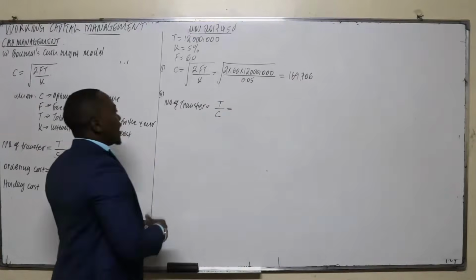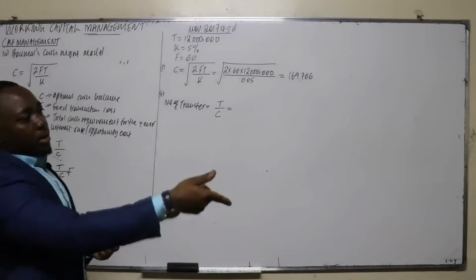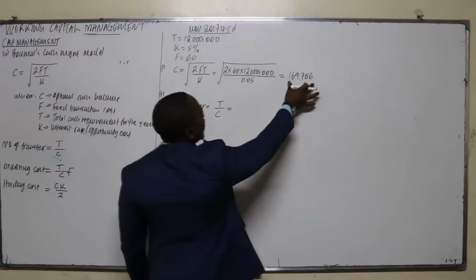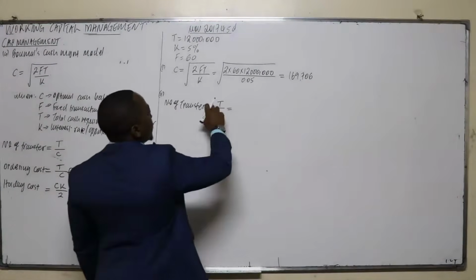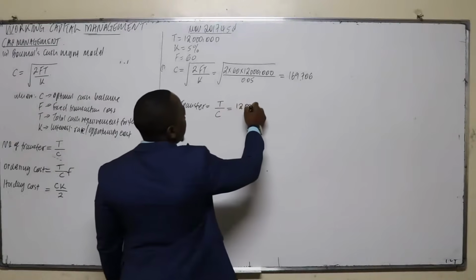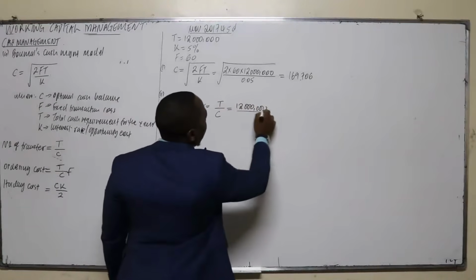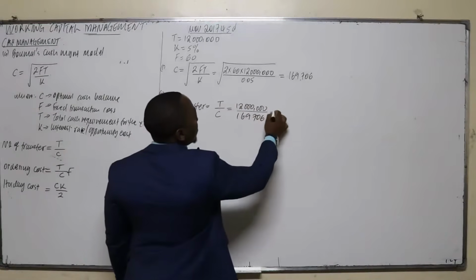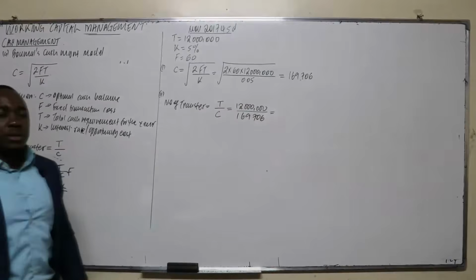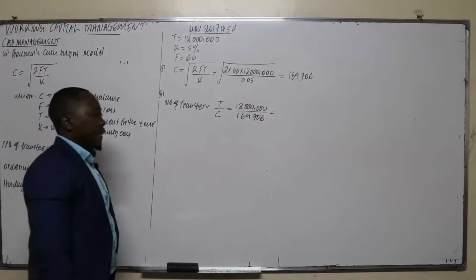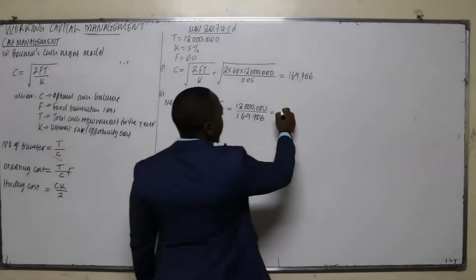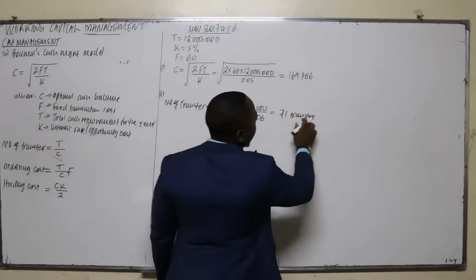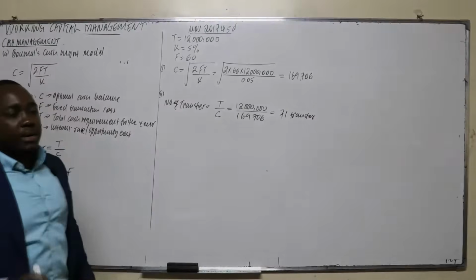So you want to determine in 1 year, how many times will we withdraw from the bank if you're withdrawing in batches of 169,706. So we take the total cash required, which is 12 million, and then the optimal cash balance, we are dealing with batches of 169,706. So it will be how many times? That's what we call the number of transfers. It's 71 transfers. That's the number of times you should visit the bank, maybe to deposit the money.